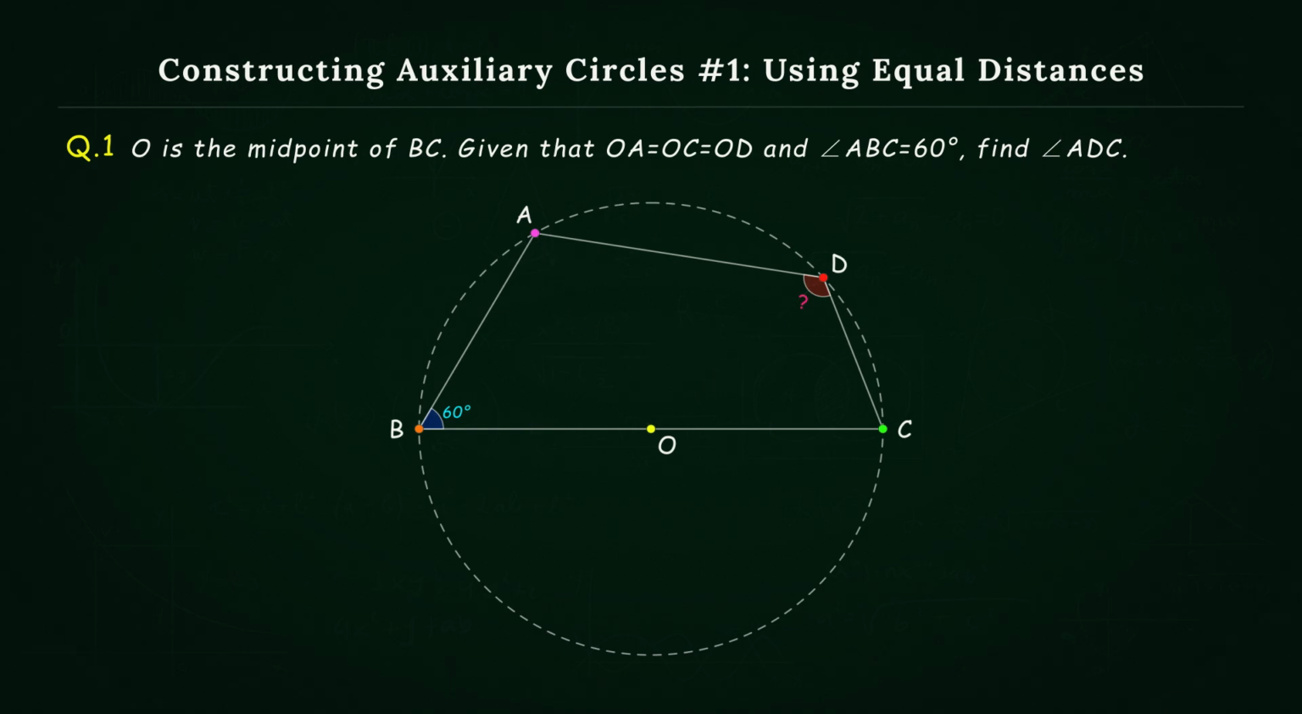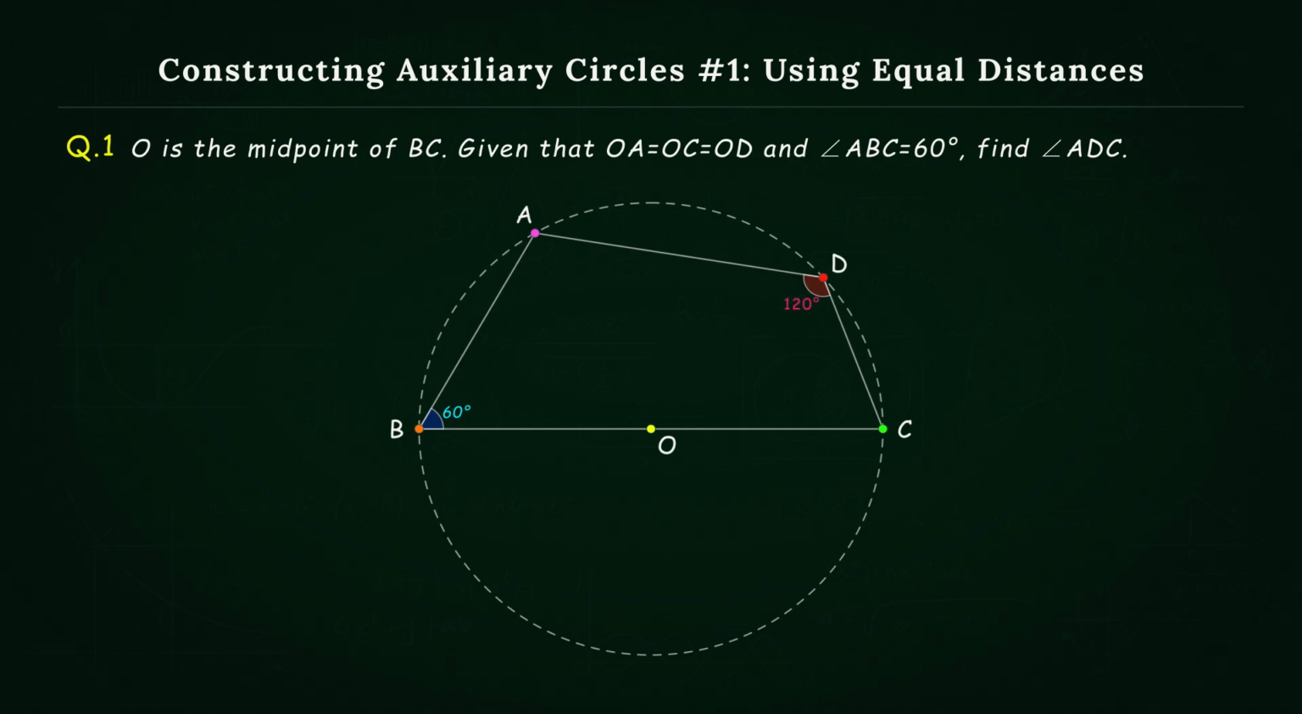Why do we need this circle? Once we have a circle, we can apply circle theorems to help us solve the problem. Now, the diagram should be much clearer. ABCD is a cyclic quadrilateral. According to the cyclic quadrilateral theorem, opposite angles are supplementary, therefore angle D is 120 degrees.